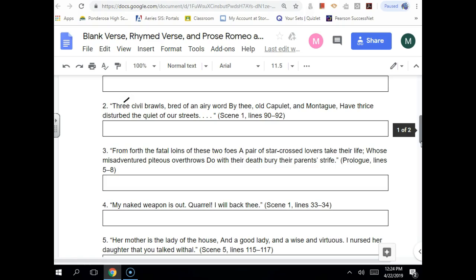Three civil brawls, that's low, right? You don't say brawls, that's low. Three civil brawls, bred of an airy word. See how it's not up, down, up, down, up, down? It's like up, down, down, up, down, up, up. It's not, so it's prose. Okay? Number 2 is prose.